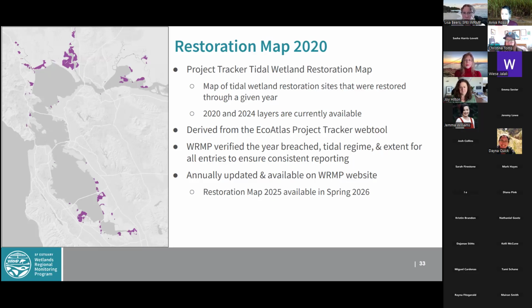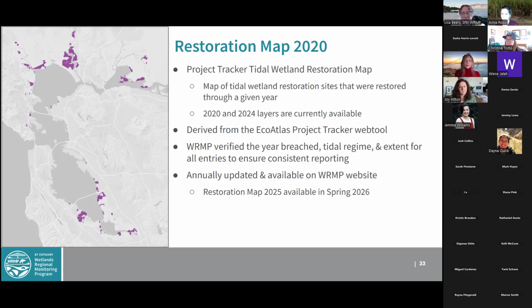We've developed 2 maps so far, one representing conditions in 2020, another in 2024. Both of these are available at the WRMP website and the SFEI website. And we are soon to release the restoration map for 2025. That'll be available in just a couple of months, so please stay tuned for that as well.